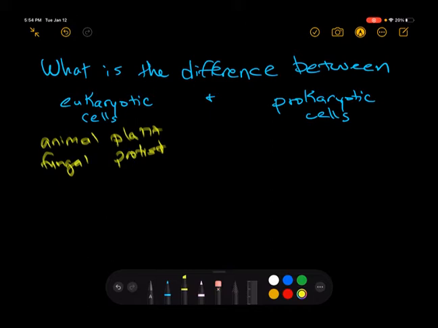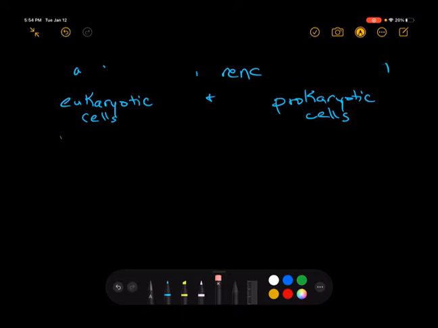Prokaryotic cells include bacteria and archaea. The groups of organisms that have prokaryotic cells are only bacteria and archaea. Again, these are not most closely related to one another, which I talk about in a different video, but they are the only two groups which have prokaryotic cells. Let us talk about what these cell types have in common and what is different between them.